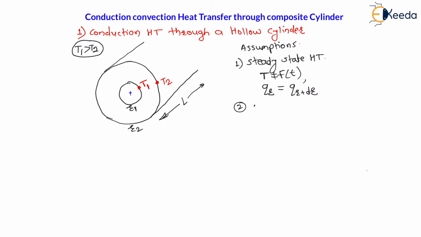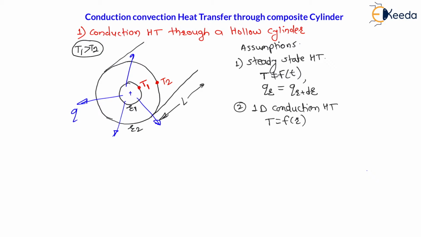Now second assumption is 1D heat transfer, 1D conduction heat transfer, right? That means here the temperature is a function of radial direction only. There is a radial heat transfer, therefore temperature is a function of radius only here, right? My dear students, that means the heat is flowing along radial direction. That is, the heat always flows from high temperature to low temperature, that is from T1 to T2 radially outward. This is the direction of heat flow, radially outward. This is the meaning of 1D conduction.